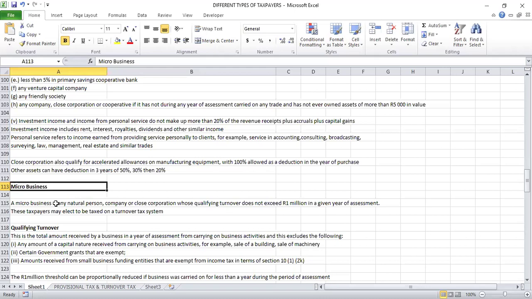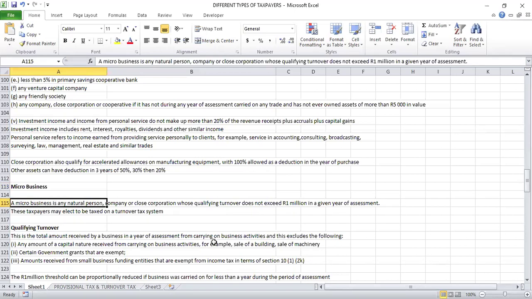Right. So what is a micro business? It's any natural person, company, or close corporation whose qualifying turnover does not exceed 1 million in any given year of assessment. So the qualifying turnover should not be more than 1 million. As long as your qualifying turnover is more than 1 million, then you cannot qualify as a micro business. You cannot register as a micro business. Right.